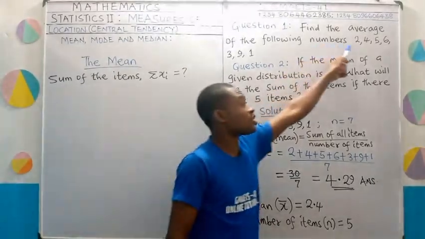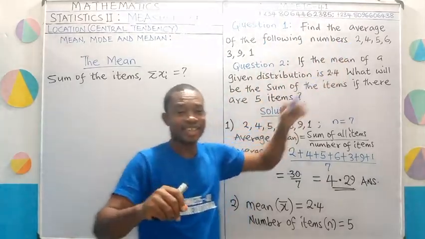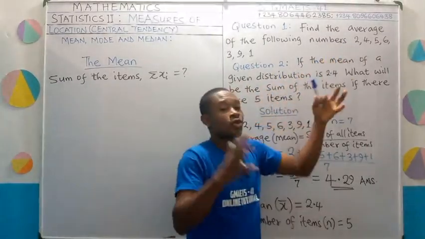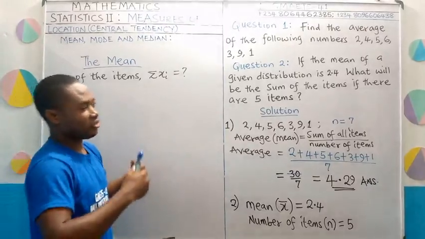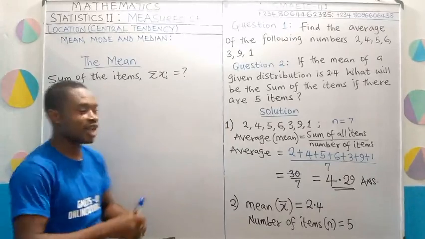Just like this one, they gave us the numbers in that distribution. They gave us the data clearly. In question 2, we are not given the data. We are not given the items so that we'll go and add them together. Now the question says we should find the sum of the items. So what would we do to get the sum of the items?